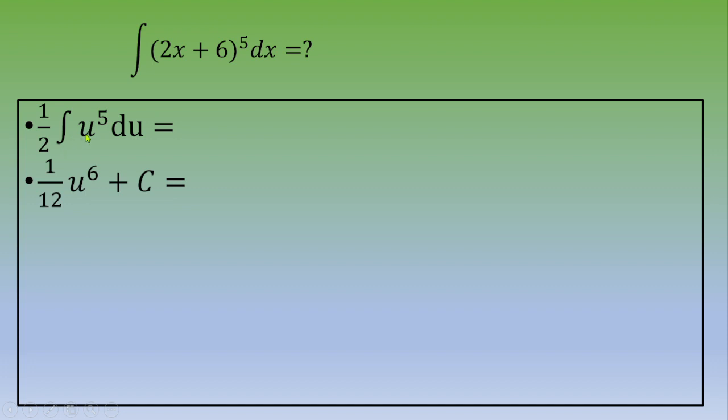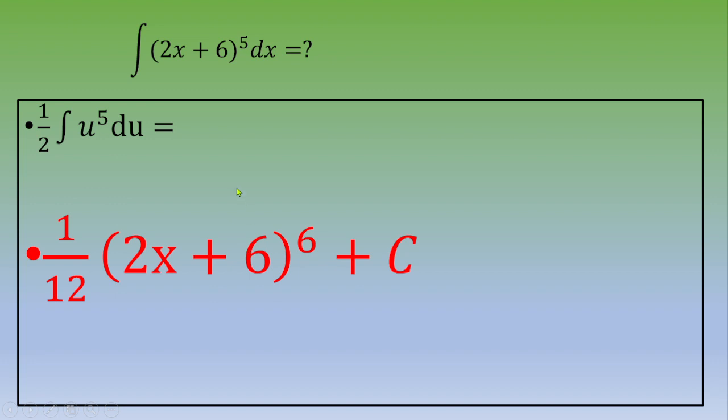So remember, when you go from an indefinite integral to an antiderivative, you need to add c. And then, remember that at the beginning we substituted 2x + 6 by u. So now it's time to substitute back, and you end up with 1/12 times (2x + 6) power 6 plus c. So this is the final answer.